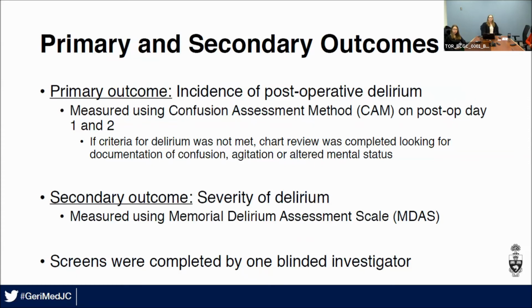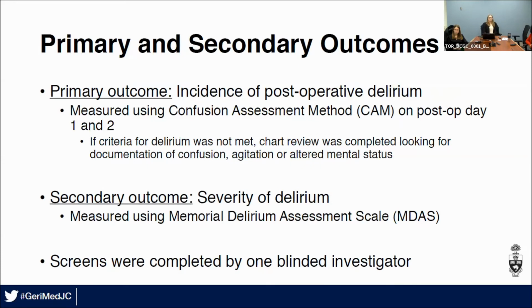If they screened negative for CAM, then they did a chart review to see if there was any sign of agitation, confusion, or any sign of altered mental status. For the secondary outcome, they wanted to see how severe the delirium was, to see if there was a difference there. So they used the MDAS score, the Memorial Delirium Assessment Scale. All the screens were performed by one blinded investigator, and they also had a senior neurologist look at all of the assessments to give it the okay in the study as well.